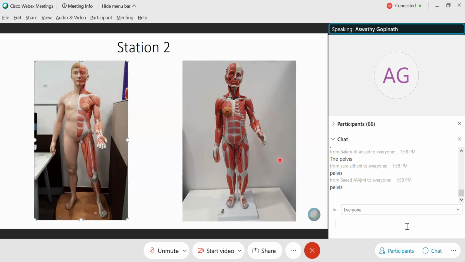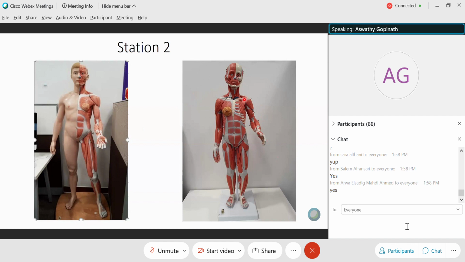Now tell me, where is the clavicular region? Can you see the clavicle? Clavicular. So clavicle is a bone. Can you see this bone here? The collarbone? Yes. Okay. So this area overlying the clavicle, you call it as the clavicular region. The collarbone, exactly. So that is a clavicular region. Is that clear?